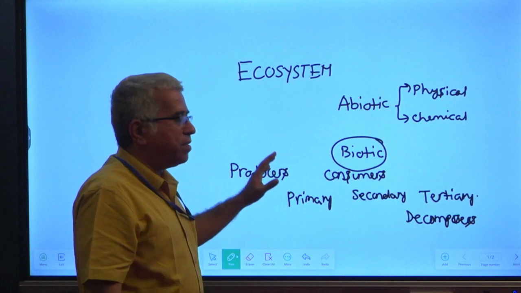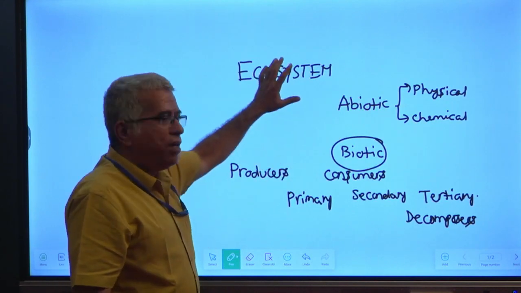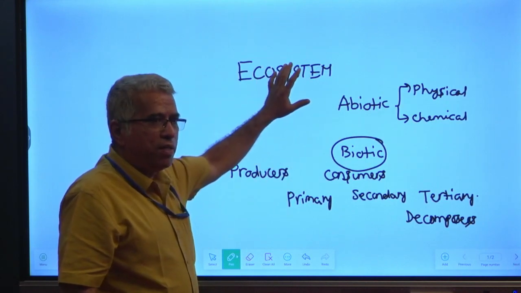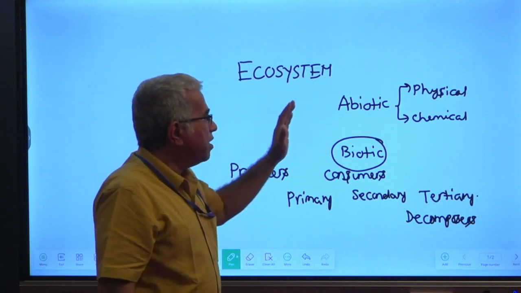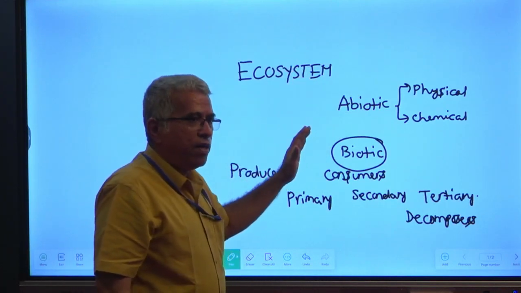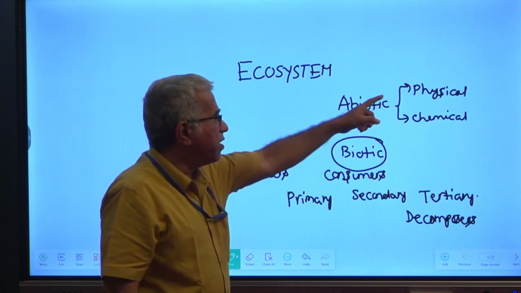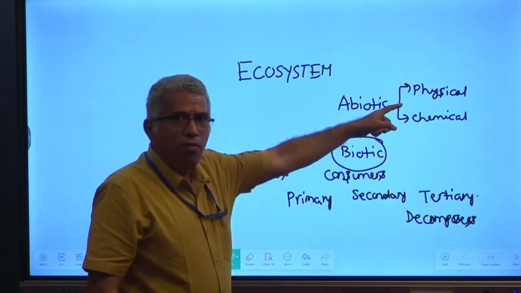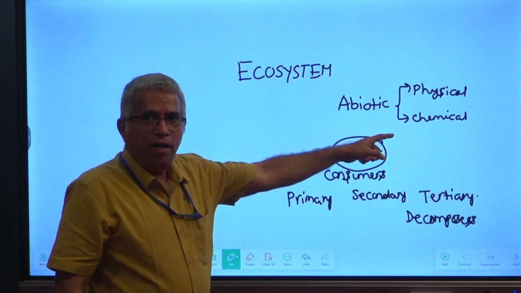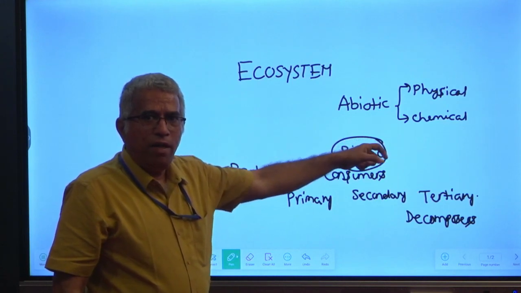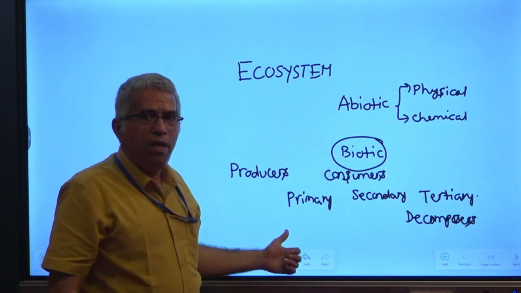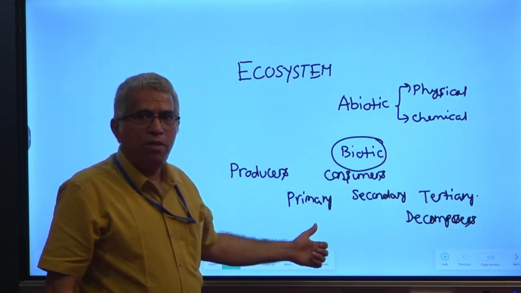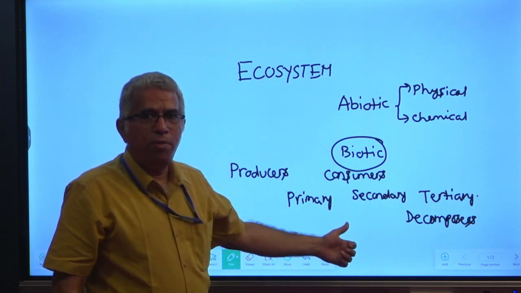So this is about today's lesson. Let me sum up. I have defined ecosystem. Ecosystem is nothing but the structural and functional unit of ecology. It contains two factors, namely abiotic factors and biotic factors. Abiotic factors are again categorized into physical and chemical abiotic factors. And biotic factors are represented by producers, primary consumers, secondary consumers, tertiary consumers, and decomposers.